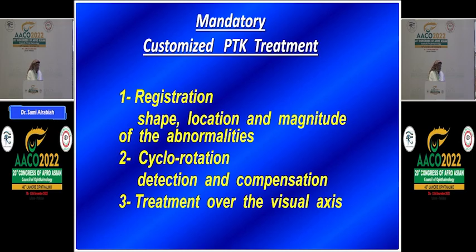Before you think of customized PTK, registration is very important. Registration of what? Registration of the shape, location, and magnitude of the aberration, as well as any cyclorotation. All patients have cyclorotation, so you have to detect this cyclorotation and compensate for it. If you don't have this detection and compensation, forget about customization. Also, the treatment should be over the visual axis, not somewhere else. So these are the main 3 points before you start customization.